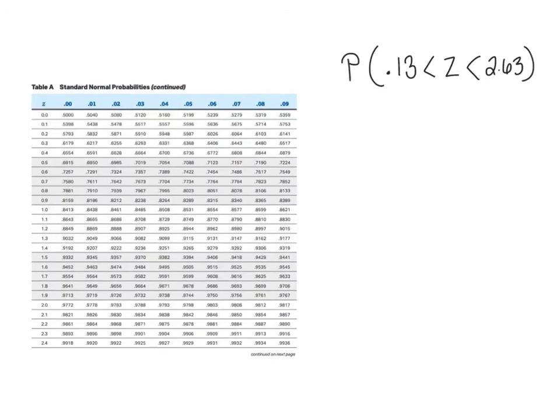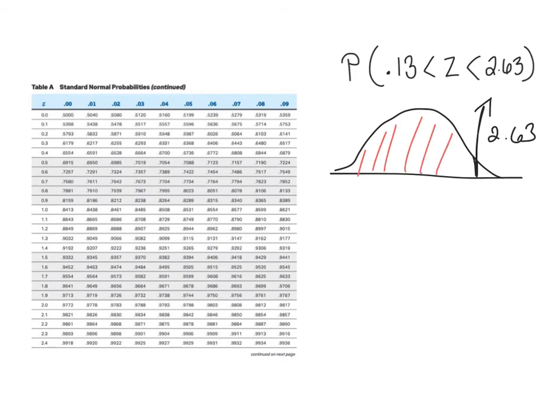So we're going to need the areas associated with these z-scores, but I want to just conceptually talk through what you need to do once you have them. If we find the area or probability that corresponds to 2.63, that's going to be the entire area to the left of 2.63. If we also find it for 0.13, that's going to be just the area to the left.